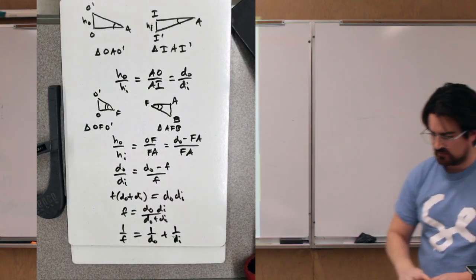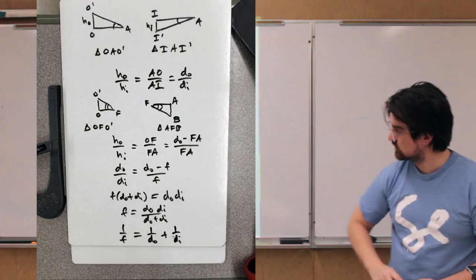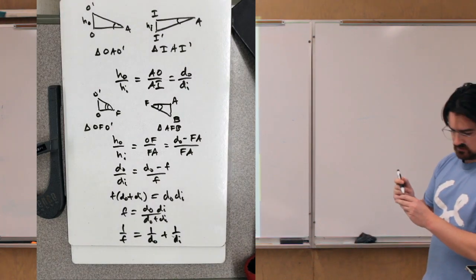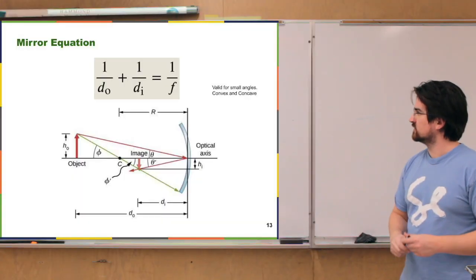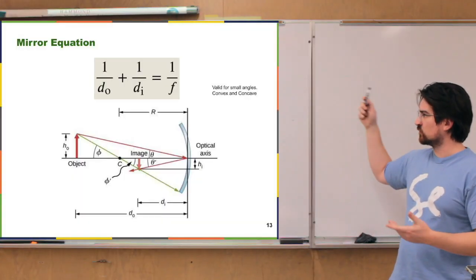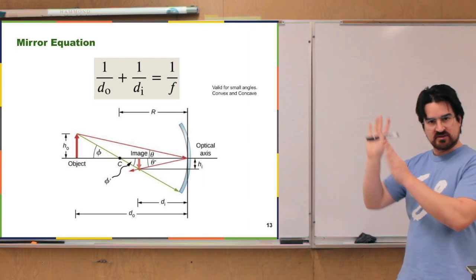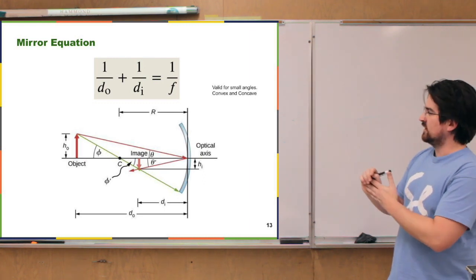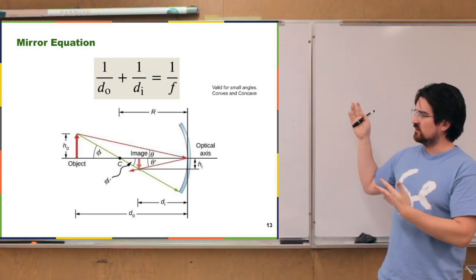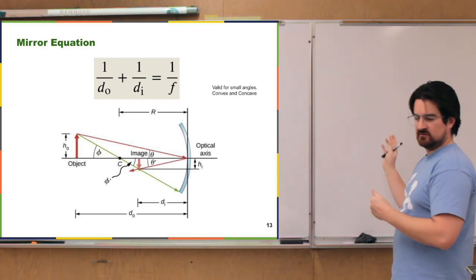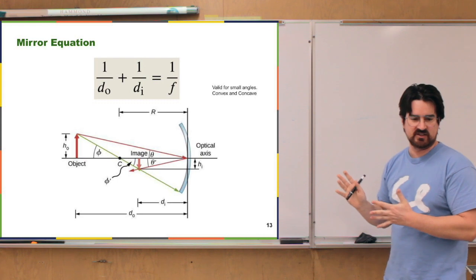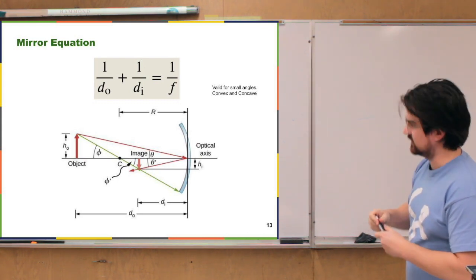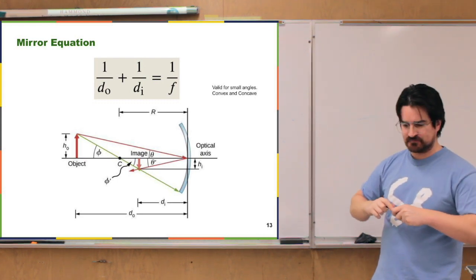So this is what we would call the mirror equation. And again, it's valid for small angles, and we're talking about small mirrors still. And it's also valid for, we derived it for concave, or I just showed you the derivation for the concave mirror, but it's actually true also for the convex mirror. You might look at that maybe in a class meeting or something.